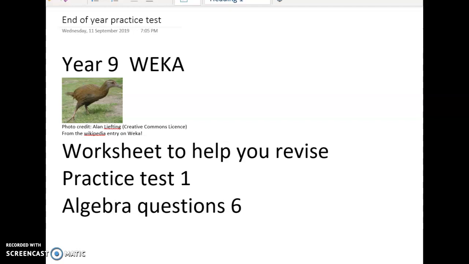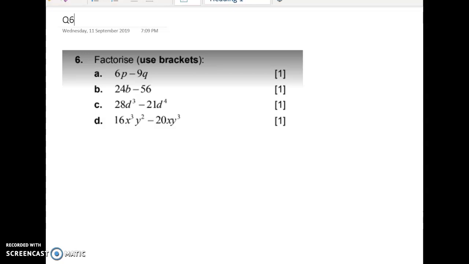So this one's just going to have the following questions in it on factorizing. It starts off with the really basic idea of factorizing and it moves up to some harder problems. So let's get into it and see how we go.